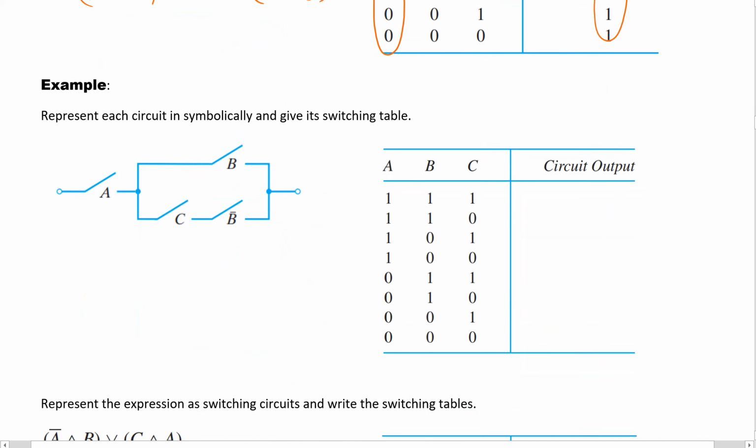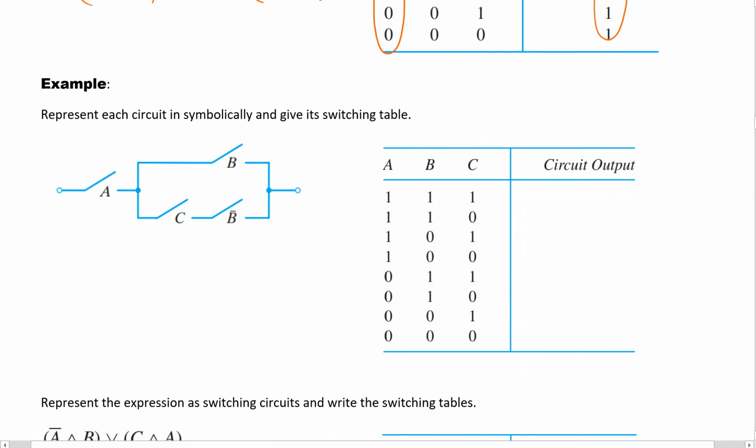Okay, let's continue. So represent each circuit symbolically and give a switching table. So here we have A. So it has to go through A, and that's why we use the and. Then we have two ways. So we have a parentheses: either B, or we can have C followed by B bar. So far so good, everybody?